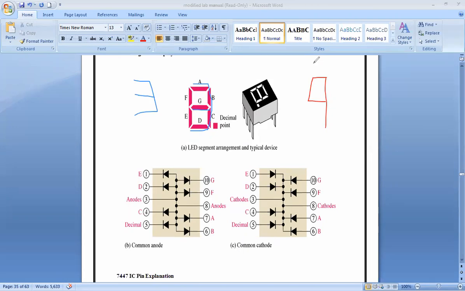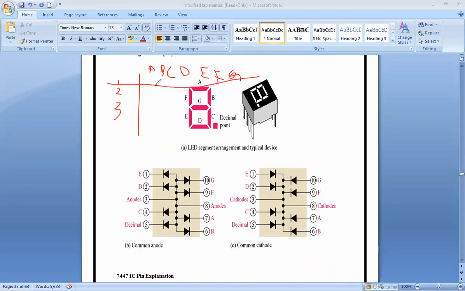So accordingly, what you can do is in one of your tabulation columns, you can put the decimal number 1, 2, or 3, and in another column you can mention A, B, C, D, E, F, G. So put this across another column, and you can mention which will turn on.